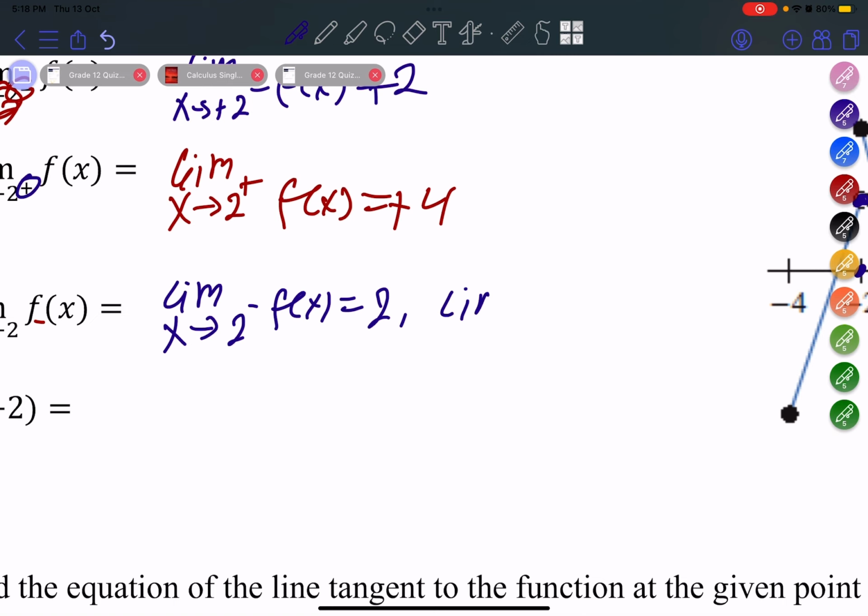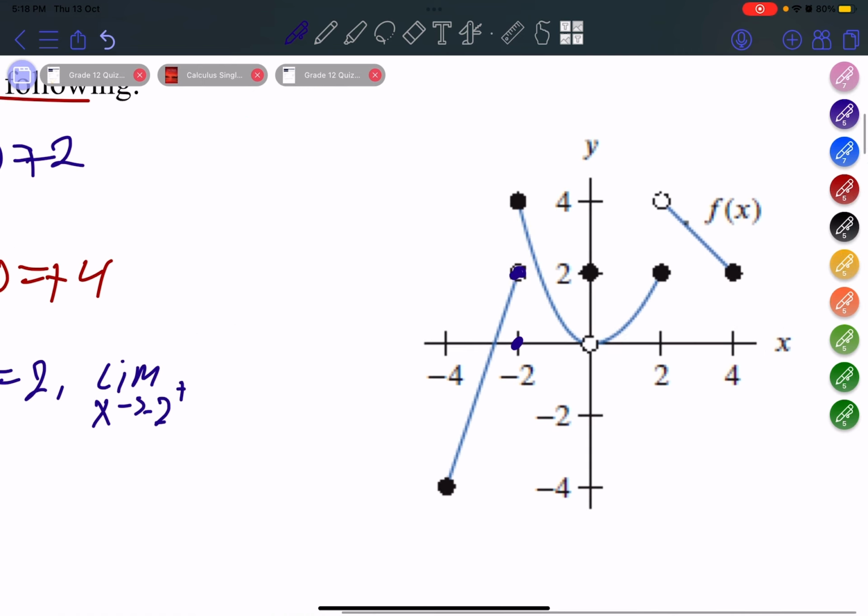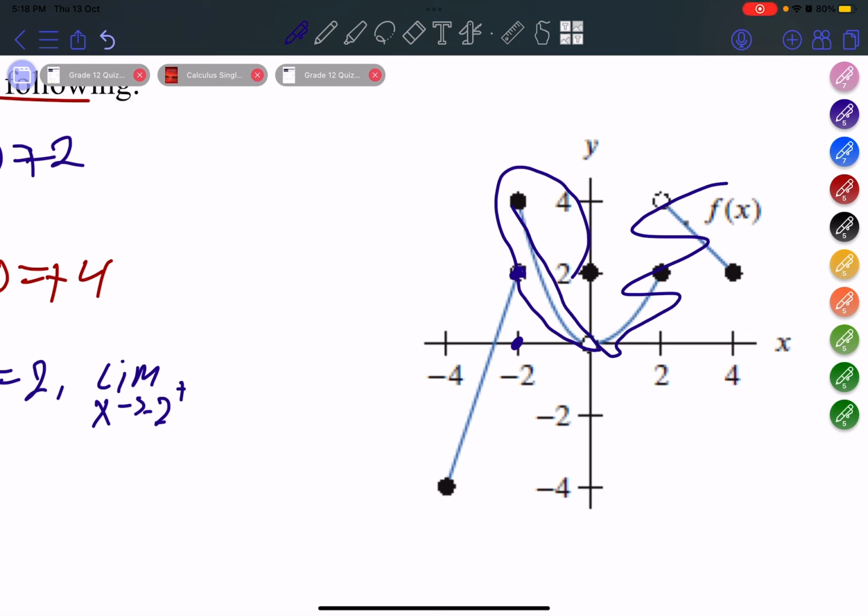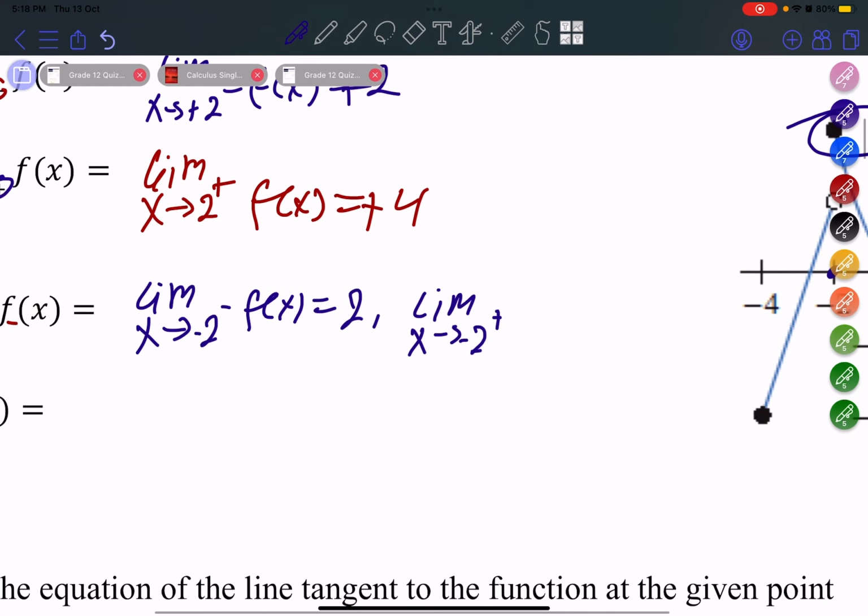And for the limit as x tends to negative 2 from the positive side, we see that this semi-like parabola from the positive side is tending to 4. So f of x equals positive 4.